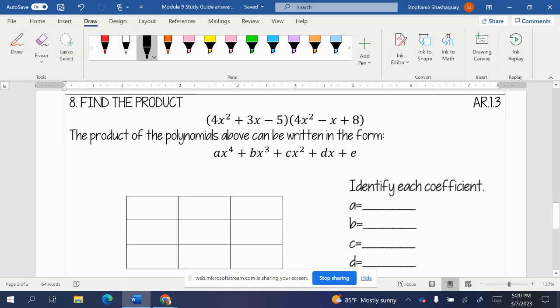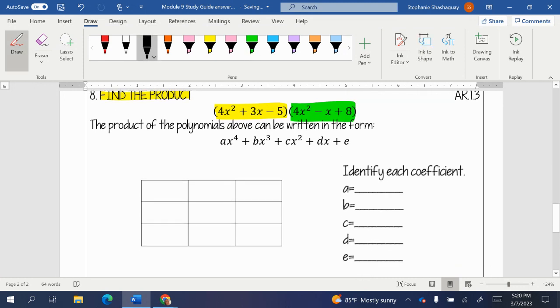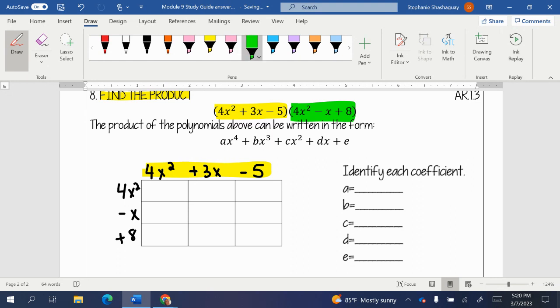All right, so in question 8, we need to find the product. So we are going to be multiplying this trinomial times this trinomial. And in order to do that, you are going to use an area model. Okay, so we're going to go ahead and put 4x squared plus 3x minus 5. And then we're going to have 4x squared minus x plus 8. So we put the yellow one on the top and the green on the side. It does not matter where we put them. I'm just showing you what I've done.